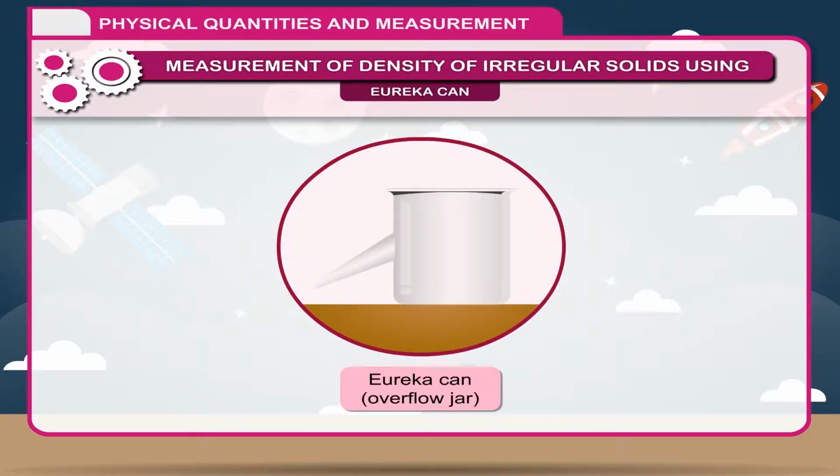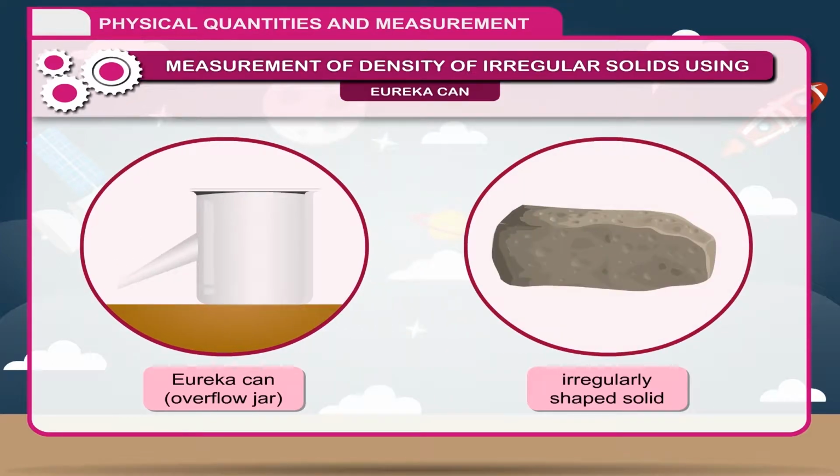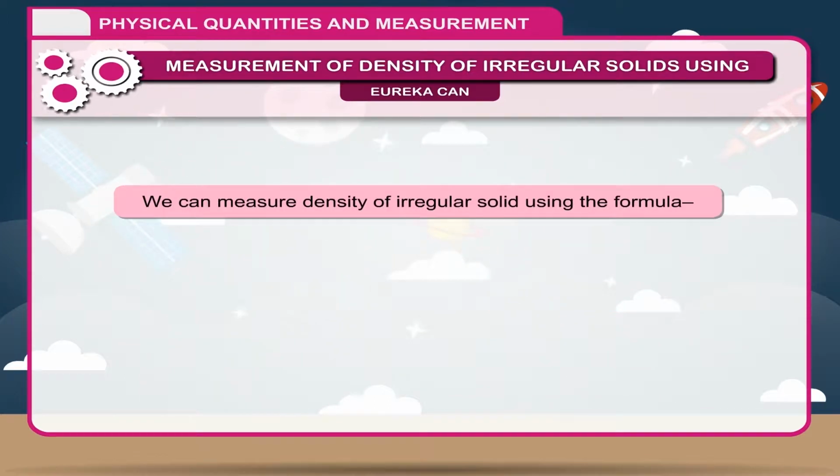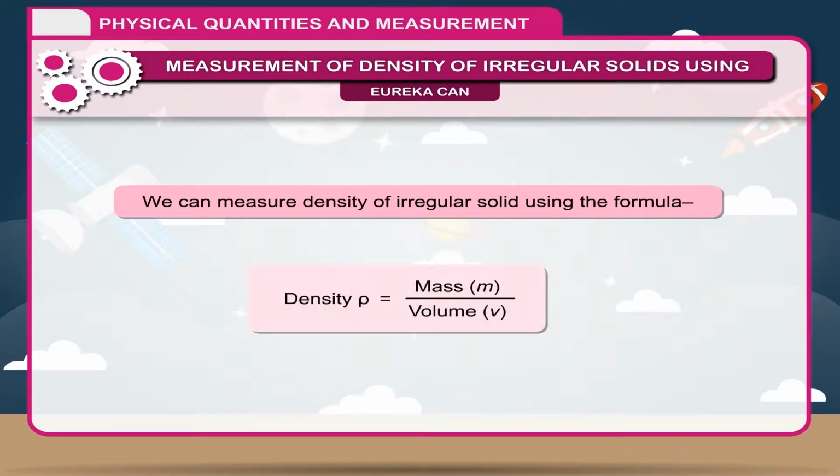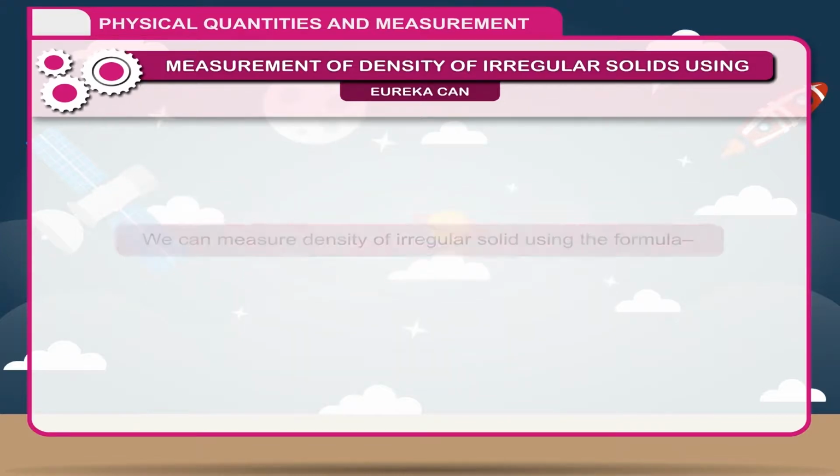A Eureka can or an overflow jar helps to find the volume of an irregularly shaped solid. Thus, by measuring the mass of the solid using a spring balance or beam balance, we can measure the density of the irregular solid using the formula density is equal to mass divided by volume.